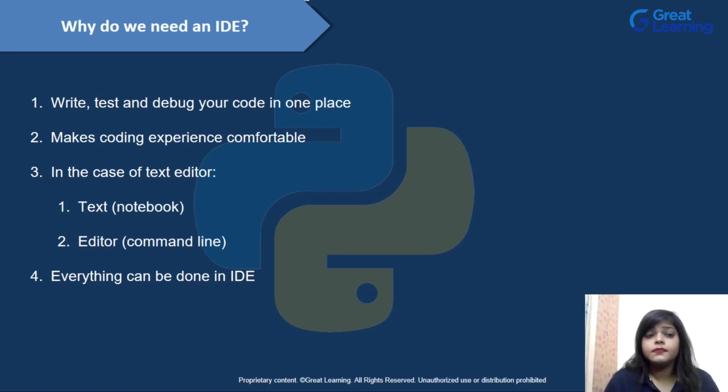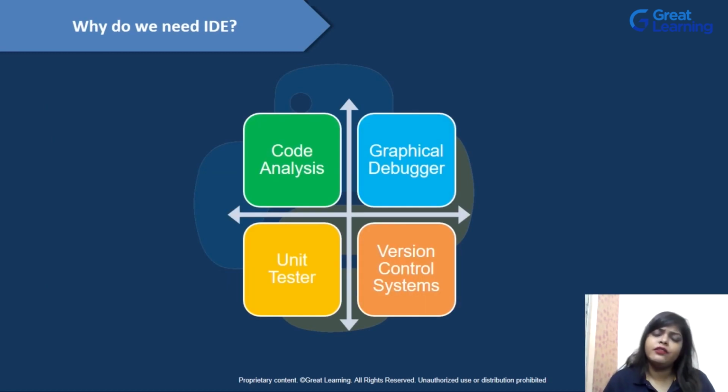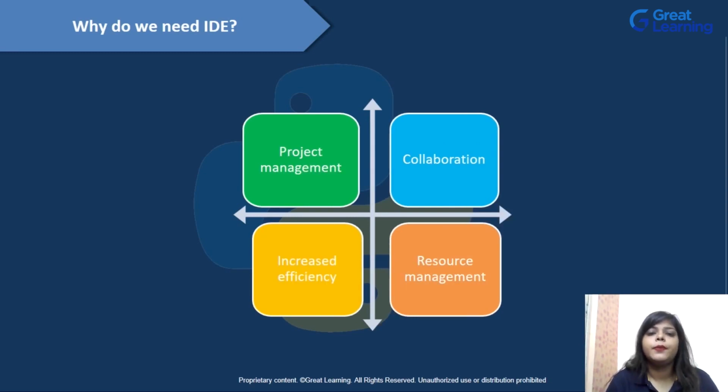We already discussed that. Now if we want to look into the very specific parts of an IDE, the first thing is we can do the code analysis, right? Then a graphical debugger, then you can do unit testing, and version control can also be done using an IDE. Then if we talk about project management, yes, you can do project management using an IDE. Then comes collaboration. If you want to collaborate with a few other coders, you can do it easily in an IDE. Then comes increased efficiency and resource management. So these are the key points you can say for why we need an IDE.